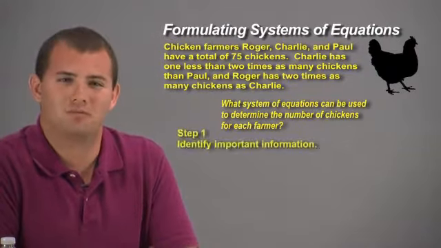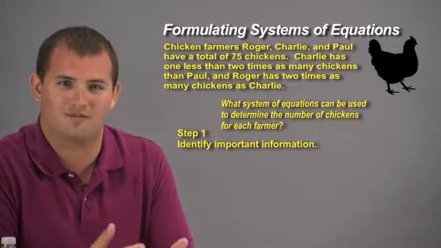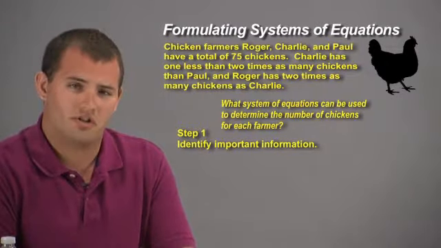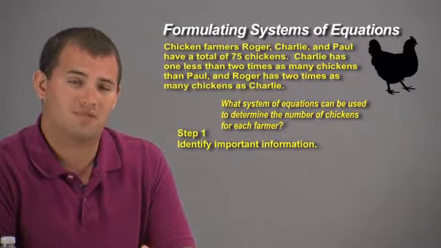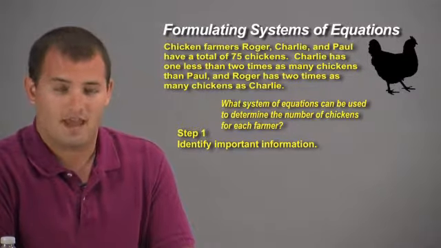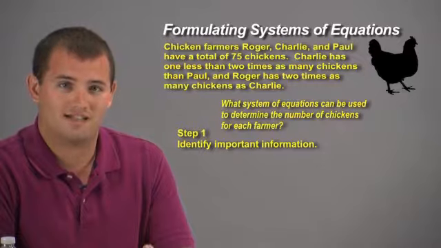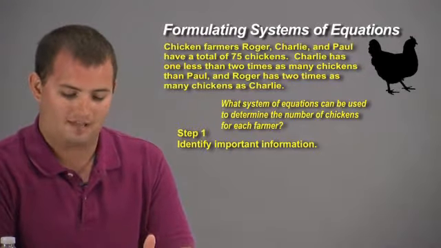We know that the total number of chickens that the 3 farmers have is 75. We also know that Charlie has 1 less than 2 times the number of chickens that Paul has, and we know that Roger has twice the amount of chickens that Charlie has.